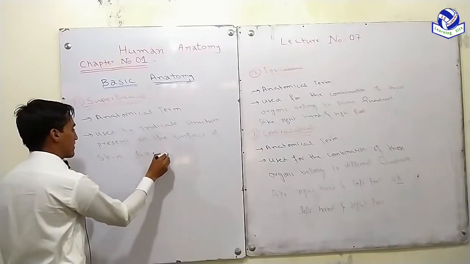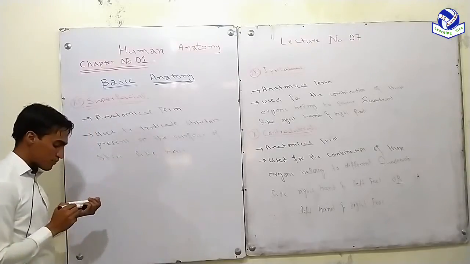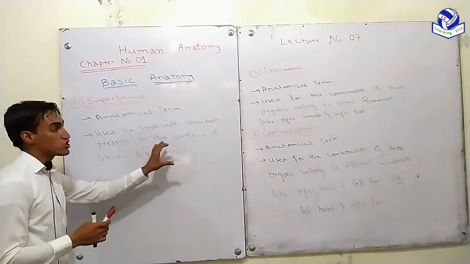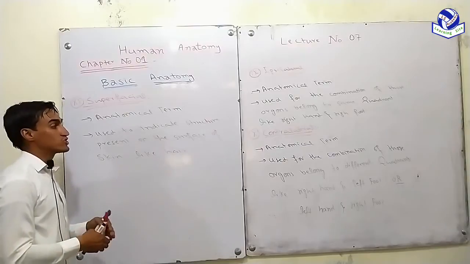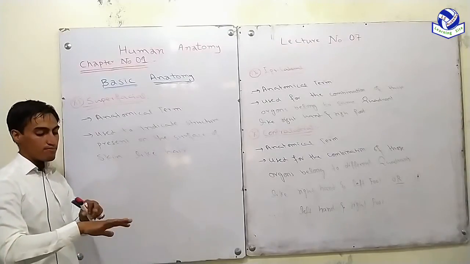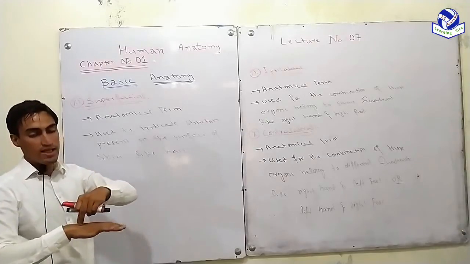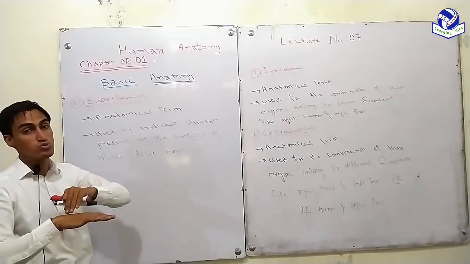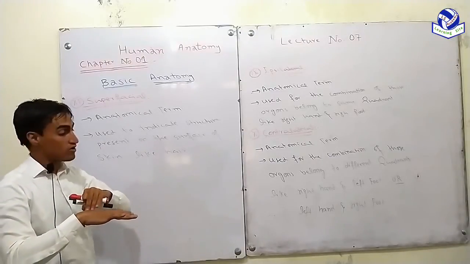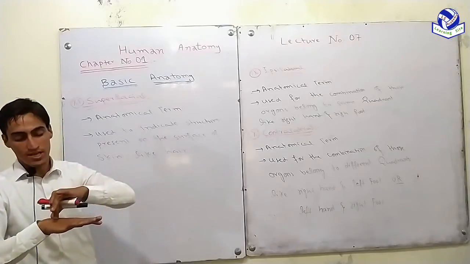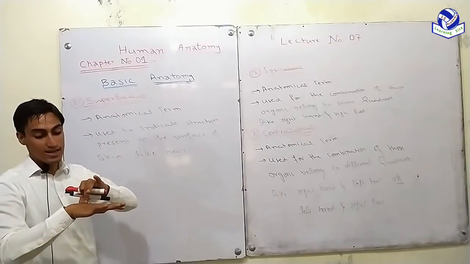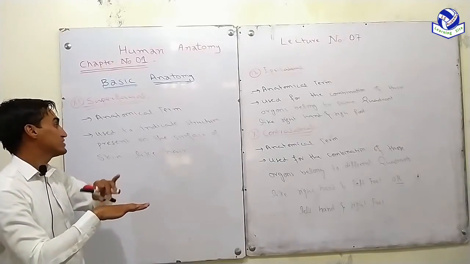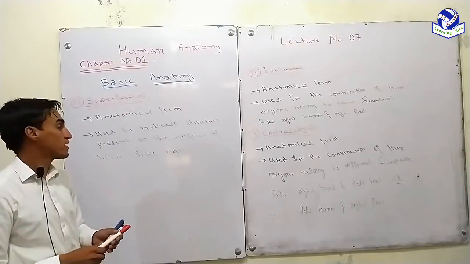What is superficial? Superficial is an anatomical term used for the indication of those structures present on the surface of skin. For example, this is our skin, so those structures which are present on the surface of skin, for the indication of these structures we use the anatomical term superficial. Like hair. Hair is superficial. It means hair is present on the surface of skin.